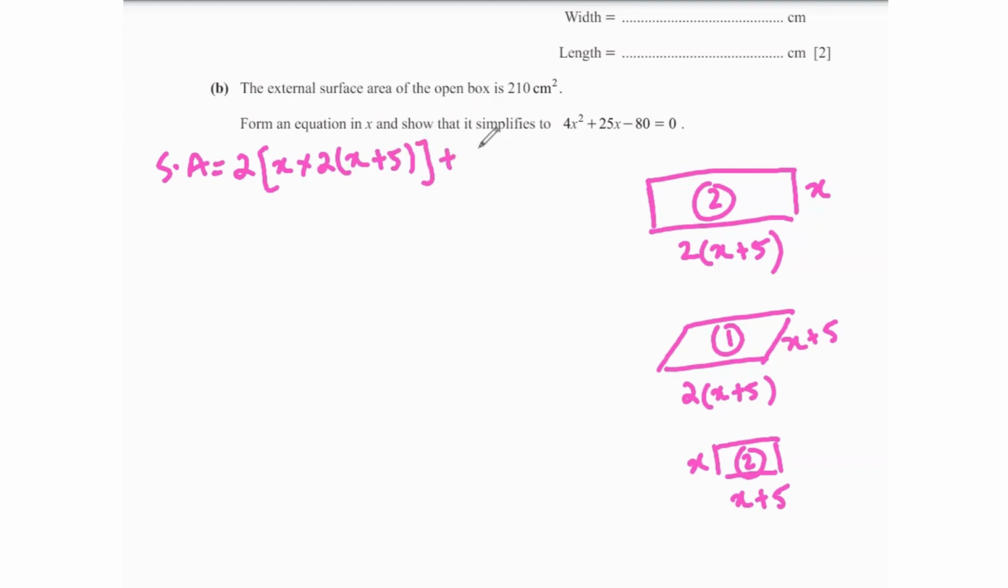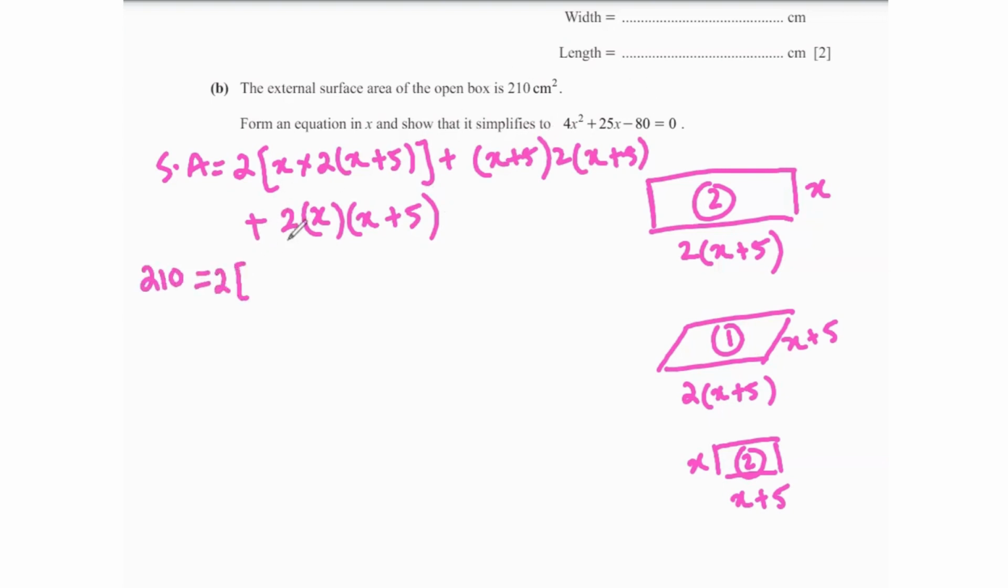Plus x plus 5 times 2 times x plus 5 plus 2 times x plus 5. All of this equals 210.